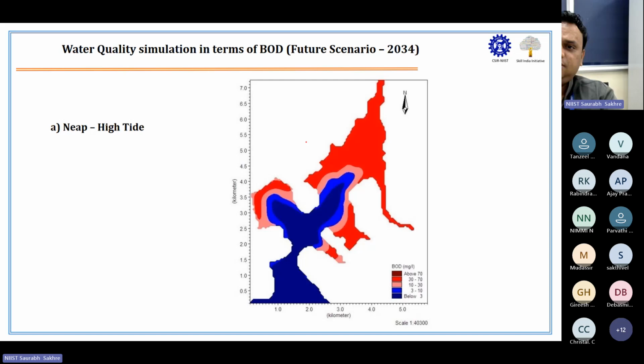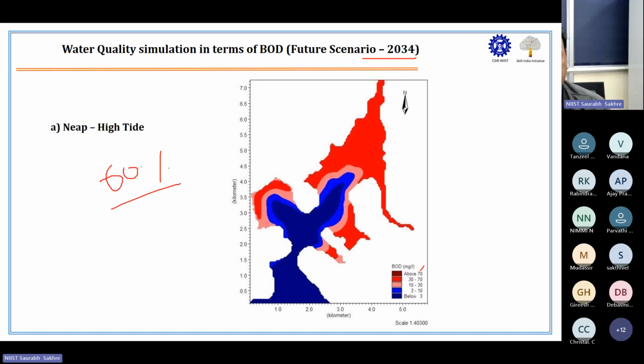Again, for the future scenario 2034, what we have done is assumed that whatever values we are getting now, 60% of that is treated. With that 60%, we have run the same simulation, but this time the quality of the water is improved. So you can see here that the BOD is not that high. It is not at all going above 70 anywhere, which was happening in the present situation.